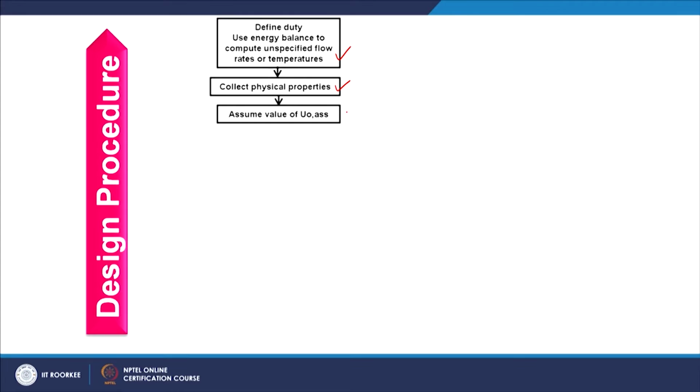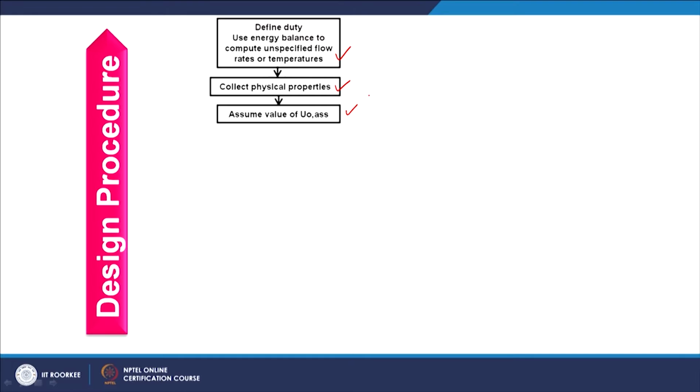After that, the third step is to assume the overall heat transfer coefficient, because unless you assume an overall coefficient, you cannot find out the area. And once you find out the area, then only you can proceed for heat transfer coefficient calculations. Here you first assume the overall coefficient based on outer surface. We have named this as Uo,ass, that is the assumed overall heat transfer coefficient based on the outer surface of the tube, right.